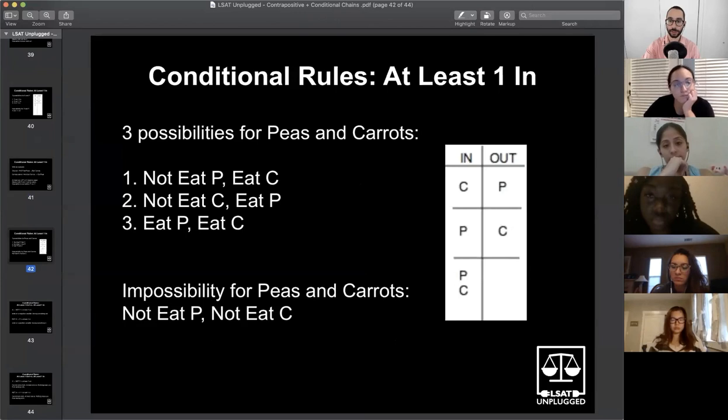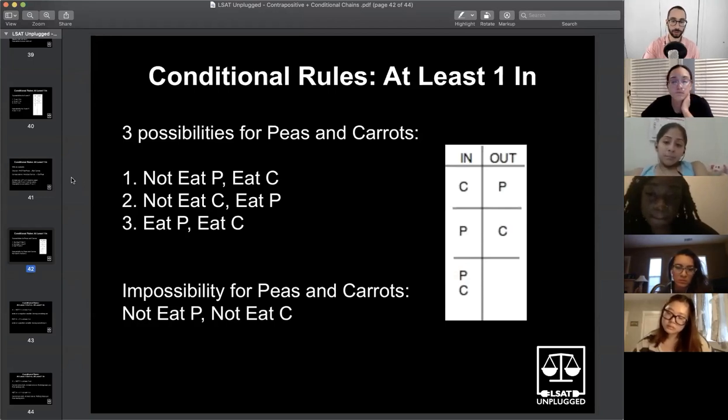So laid out with the example in the T-chart, if P is out, C is in. If C is out, P is in. And maybe you have both P and C in. But you see, once again, what's missing is having P and C out. That is impossible, cannot happen. That's what's missing here. So you see, notably, both P and C are in the in column. Nothing is stopping it. I know it sounds crazy, but that's exactly the nature of this kind of rule.